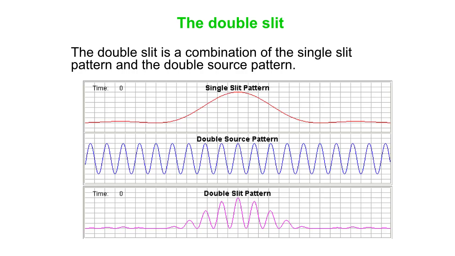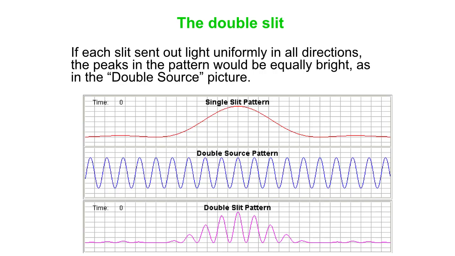So it turns out in that case, the double slit pattern, which you see at the bottom, this is kind of intensity as a function of position on a screen, is the multiplication of the single slit pattern at the top and the double source pattern. So the idea there is that if each slit sent out light uniformly in all directions, then you would simply get the double source pattern.